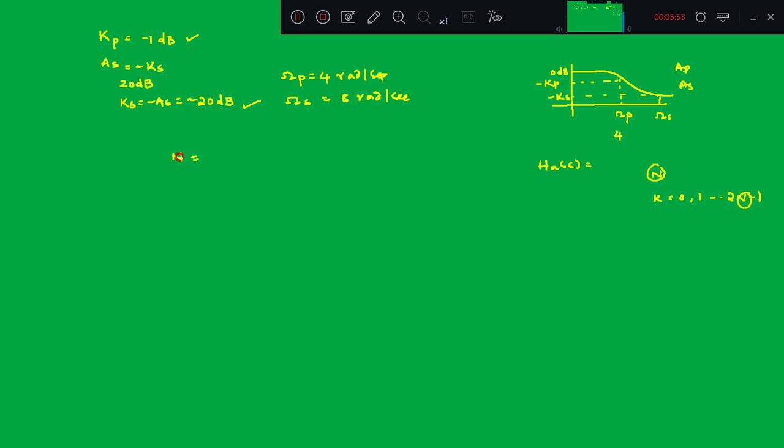So can you tell me what the order of the filter is here? N is equal to log of (10 raised to minus Kp divided by 10, minus 1) divided by (10 raised to minus Ks divided by 10, minus 1), all divided by 2 log of the frequency ratio.